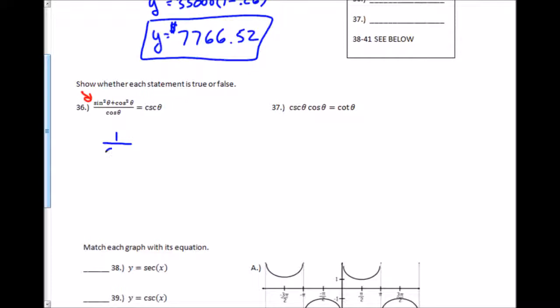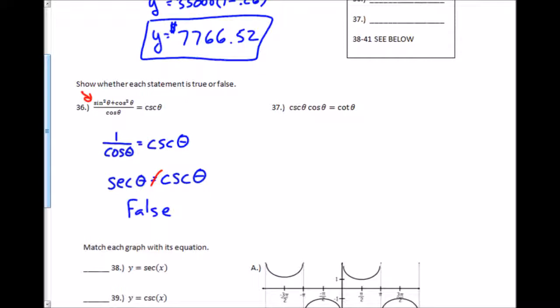So what I have is 1 over the cosine of theta. And now I just look at that. Well, 1 over the cosine of theta is the same thing as the secant of theta. So what I have is secant of theta equals cosecant of theta. And so I run into a statement that couldn't possibly be true. I know that these are not equal to each other. So now I know that this one is false.